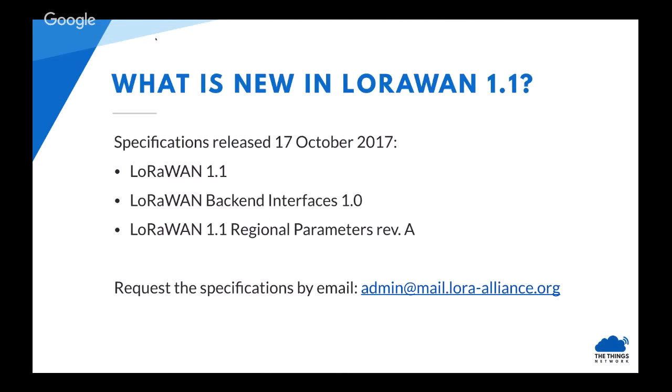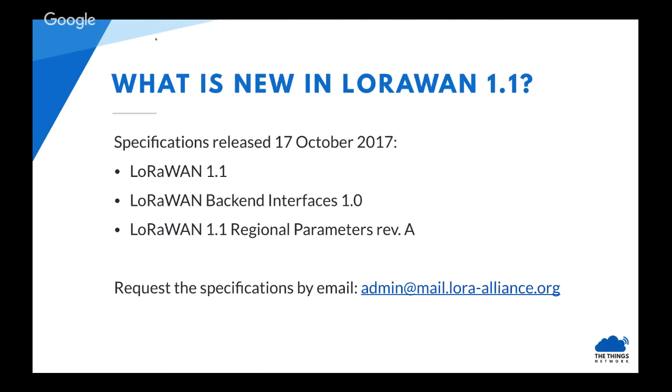And the specification process of 1.1 dates back to early 2015. So this is actually before we announced the Things Network, that the technical committee was already working on specifying LoRaWAN 1.1. The backend interfaces are about server-to-server interfaces, so network server, application server, join server, as I will explain a bit later in this presentation. And the regional parameters are mostly about device-to-gateway communication, which is configured by the network server.